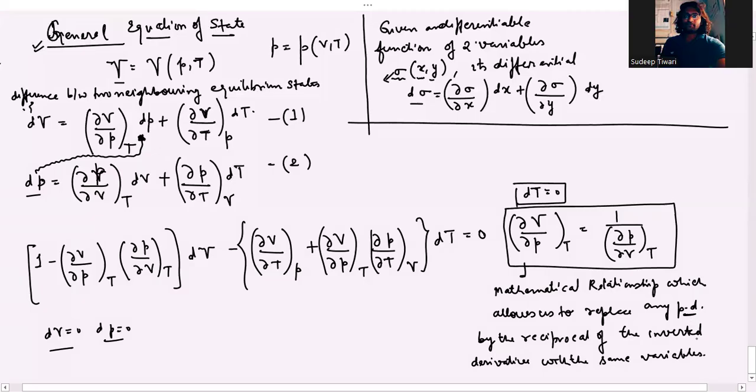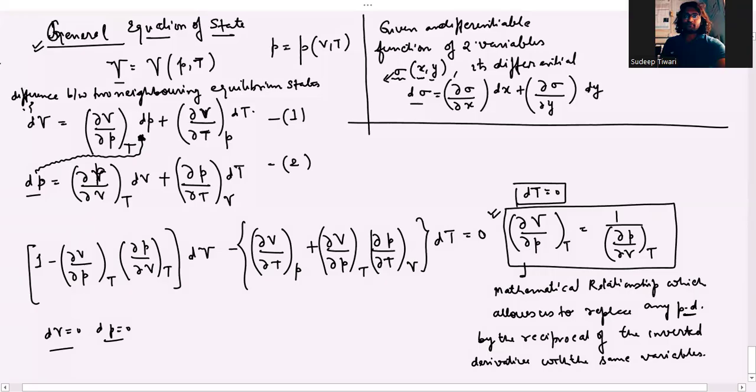With the reciprocal of the inverted derivative. So basically, the inverted derivative means del V upon del T. Now here it is del P upon del V with the same variables. Okay, is that fine?